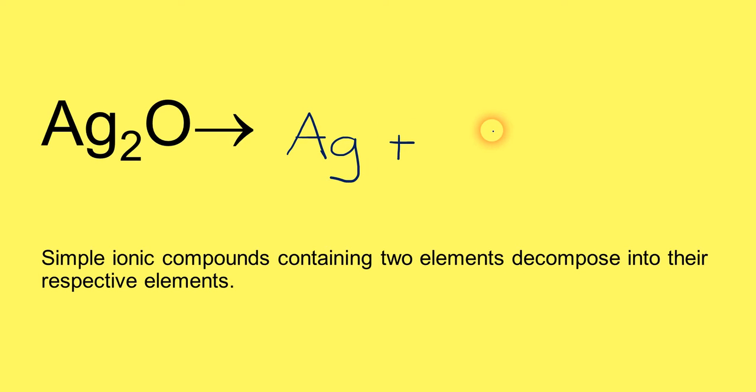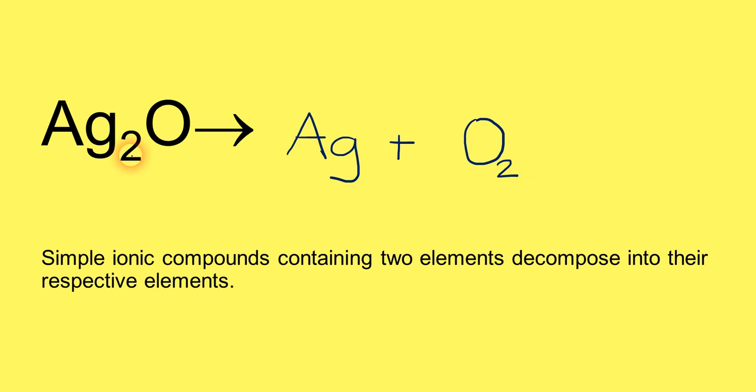And the other one is oxygen. Now remember, oxygen is a diatomic element, and so when you write the formula for oxygen gas, it's actually O2. So it's going to look like that. Now remember, we're not necessarily writing balanced equations here.